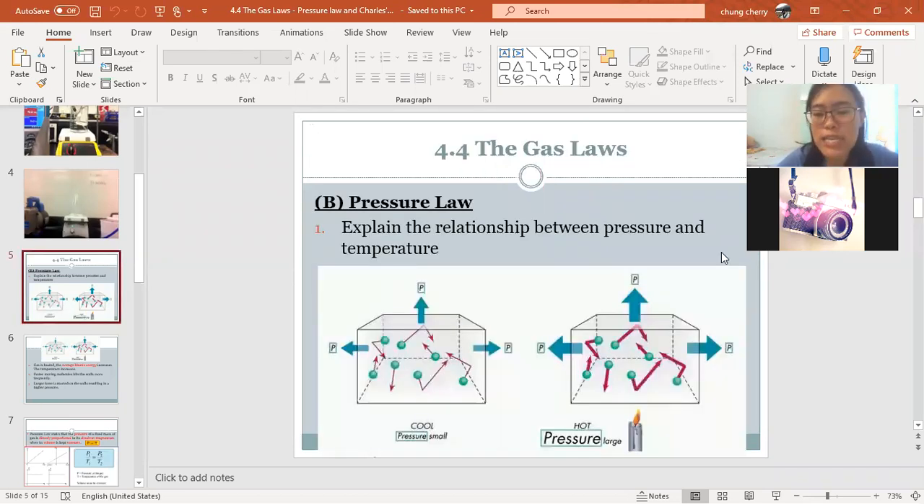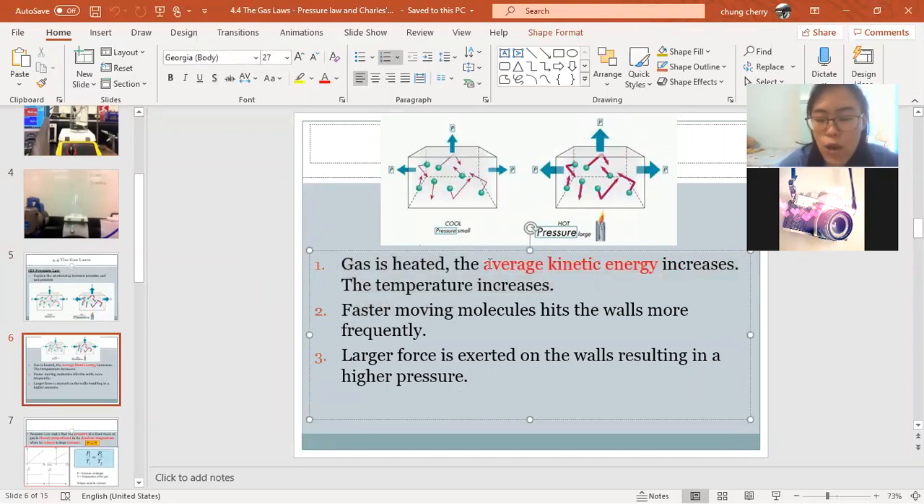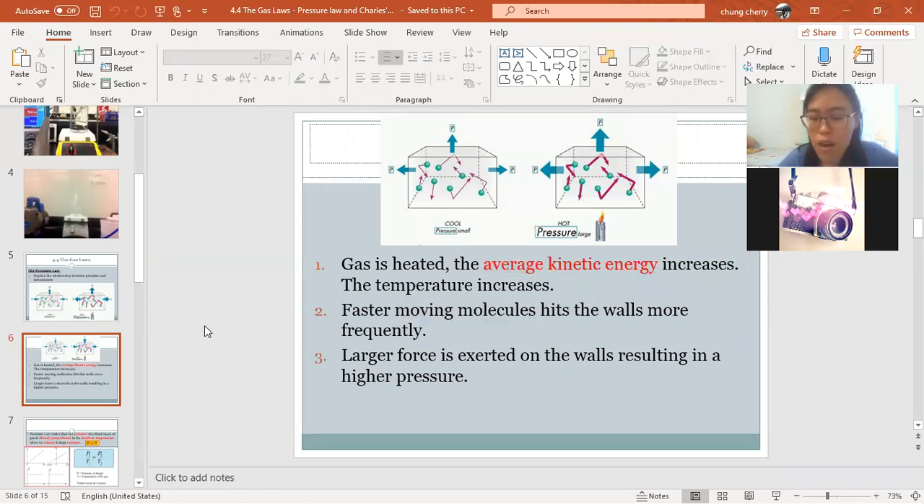So pressure law is explaining the relationship between pressure and temperature. This is how you need to explain it. Gas is heated, temperature increases, so the heat energy also increases, causing the average kinetic energy to increase. Remember, you must write down these important words for pressure law: average kinetic energy. So the faster moving molecules hit the wall more frequently, resulting in a higher pressure.